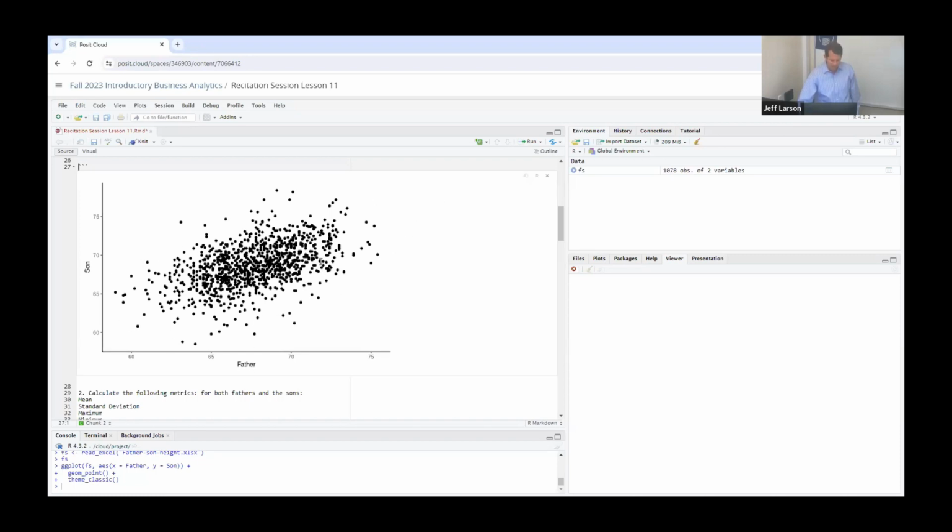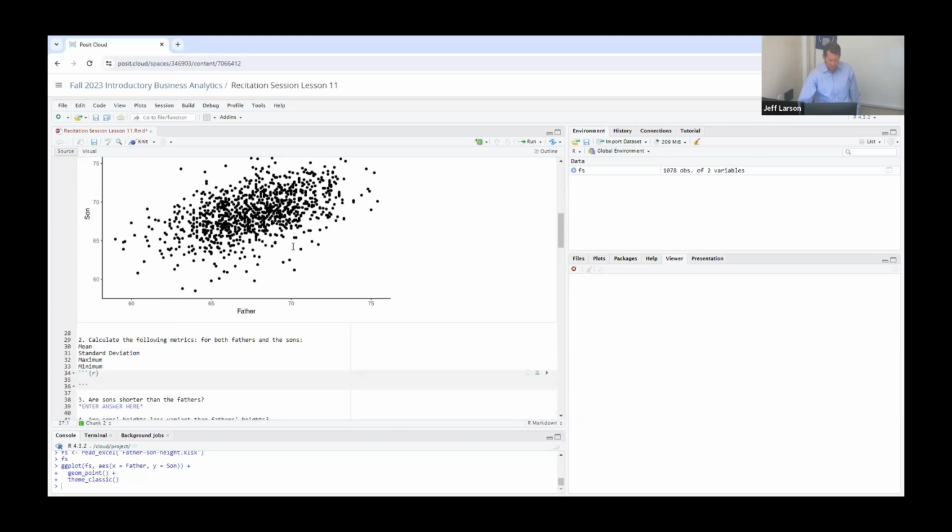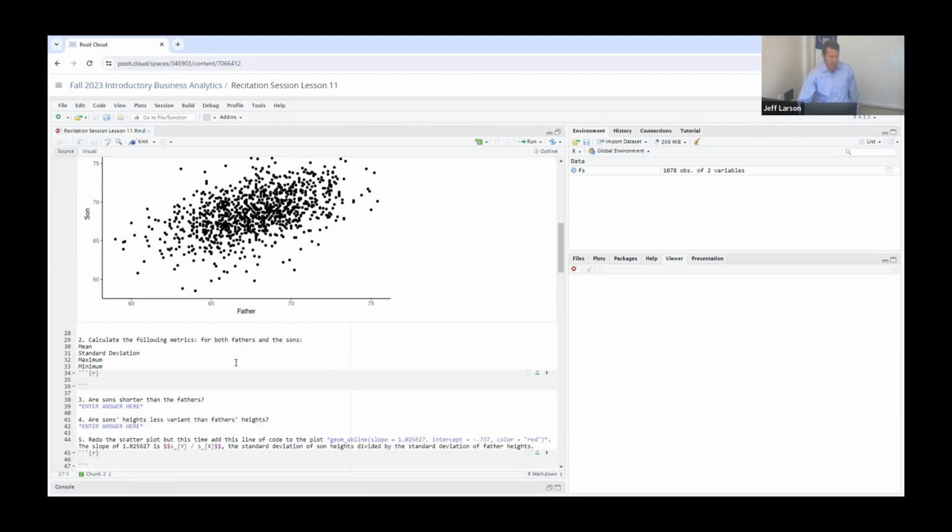There's a lot of important things, and we're actually going to illustrate those things now, like why historically this became so important for the development of the regression line. Okay, so for both fathers and sons, we want to calculate mean, standard deviation, minimum, maximum. I'll go ahead and use dplyr for this. We'll just do it all in one system of commands.